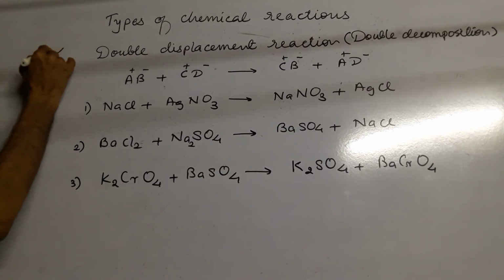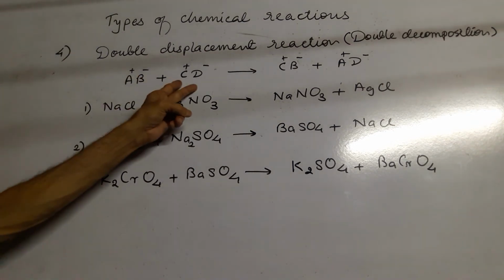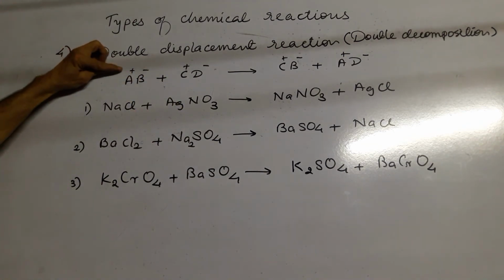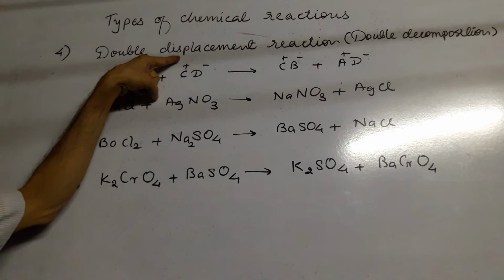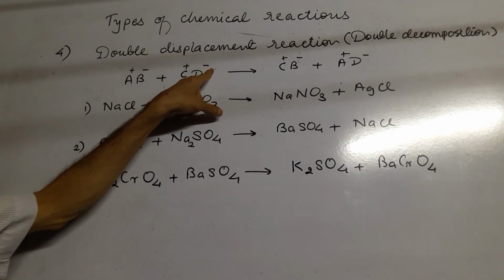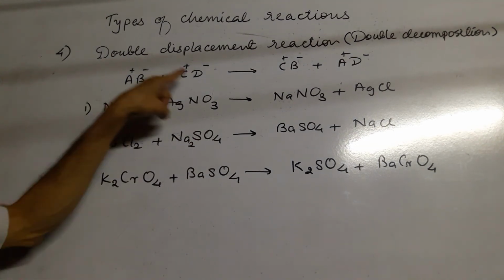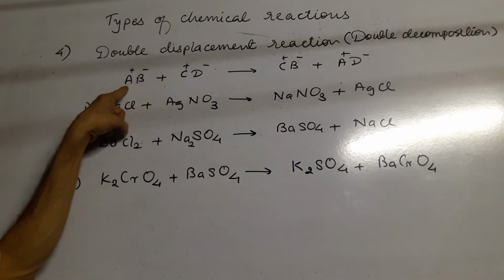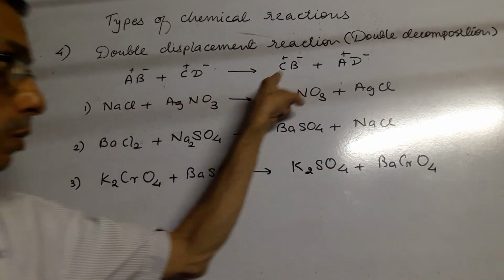Now the 4th type of reaction is double displacement reaction, also called double decomposition. In this you'll find 2 compounds are there. Let us take AB as a compound, where A is the positive radical and B the negative radical. CD is another compound in which C is the positive radical and D the negative radical. You will find that exchange takes place: A positive combines with D negative of the other side, and C positive combines with B negative, and you will find that CB and AD, these 2 compounds, are formed.